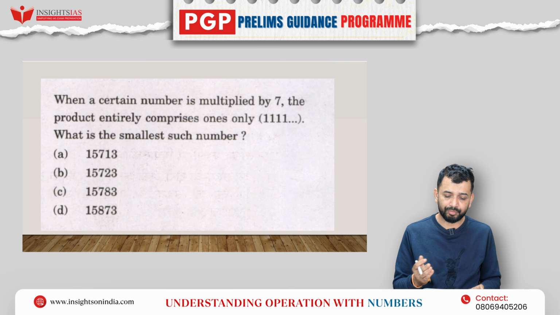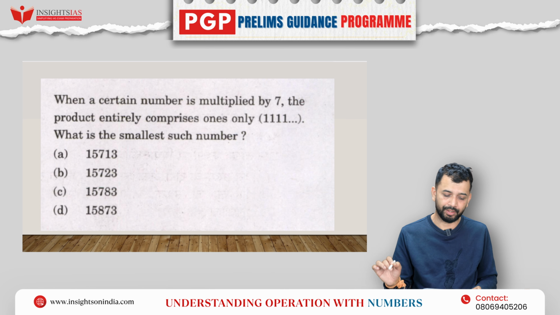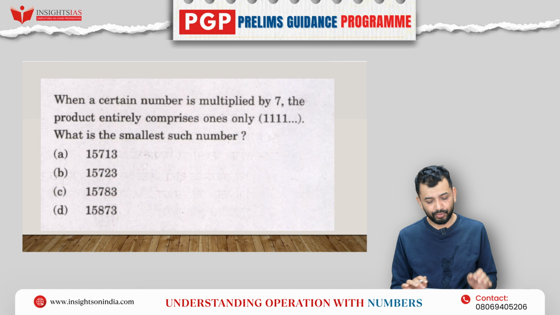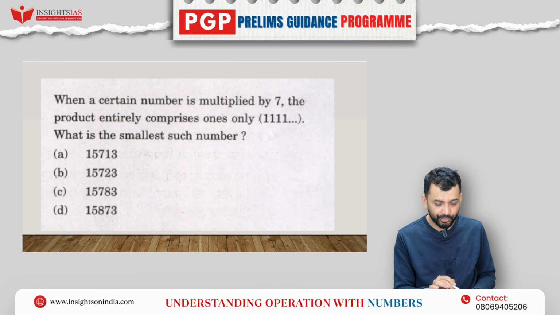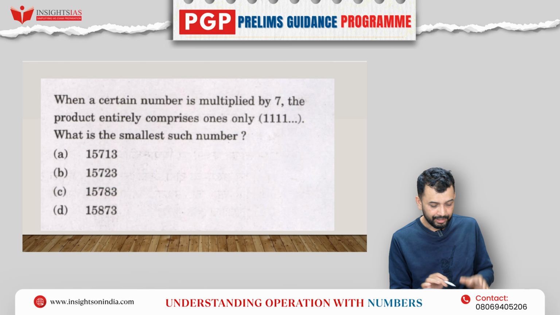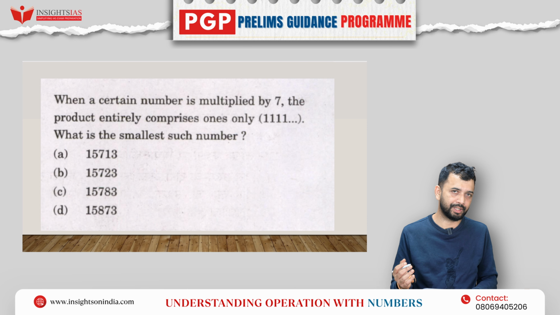Now, similarly, the third question. When a certain number is multiplied by 7, the product is entirely comprised of ones. Only 1, 1, 1. What is the smallest such number that is possible? Here they have given 1, 5, 7, 1, 3. You have to multiply with 7. The answer should have only ones in the end of the day. Similarly, if you are multiplying here, the same. Which of the numbers will satisfy that condition?